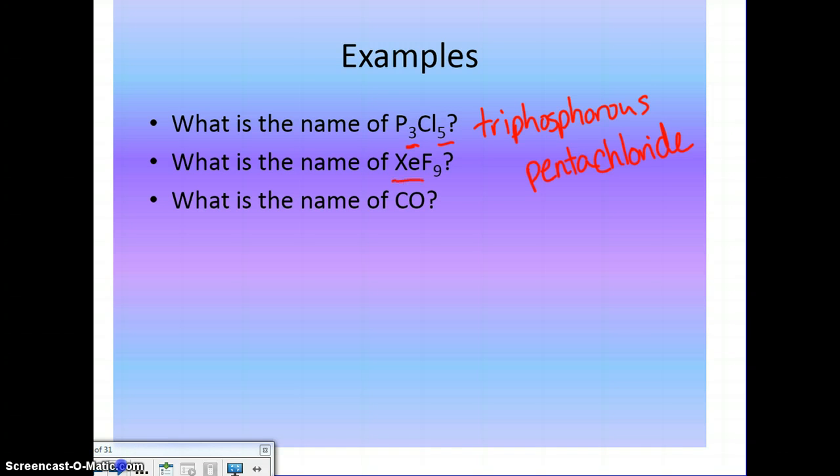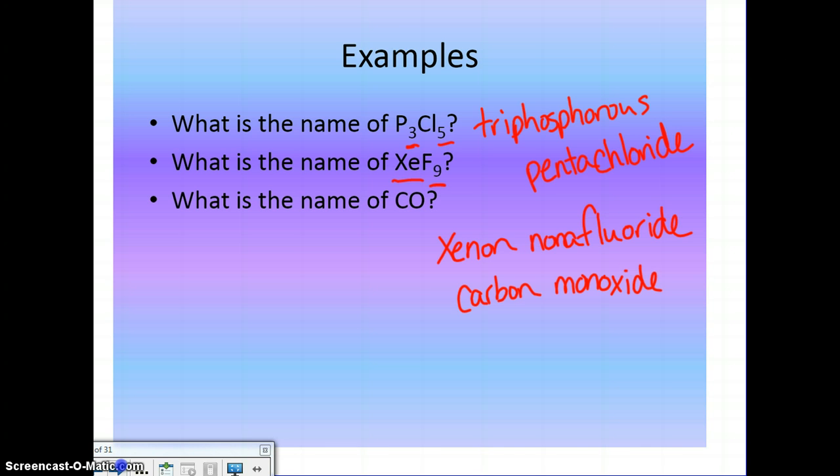All right, the next one, we only have 1, but remember we don't use mono on the first element, so it's just going to be xenon. Then for the second element, we have 9, which is nona. And F is fluorine, so we're going to change the ending to IDE, so it would be fluoride. So xenon nonafluoride. All right, and the last one, we have CO. We only have 1 of the first one, but again, we don't use mono on the first element, so it's just carbon. And then the second element, we only have 1 this time, and we do use the mono prefix here. So mon, and then oxygen changes to oxide, so carbon monoxide, very common gas.